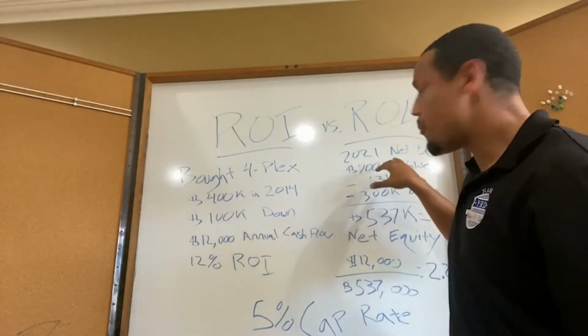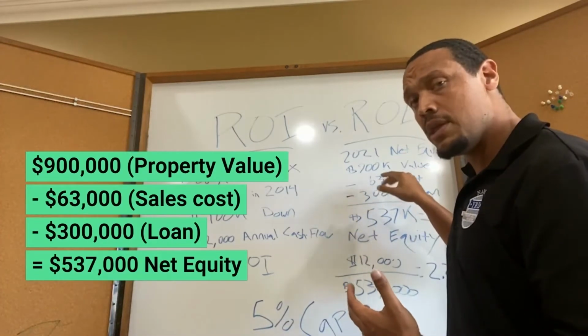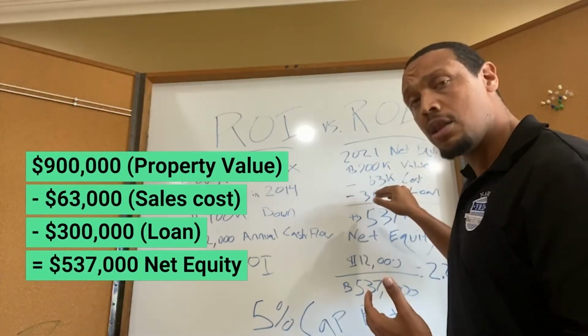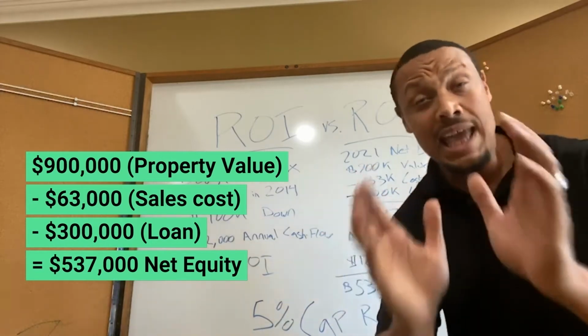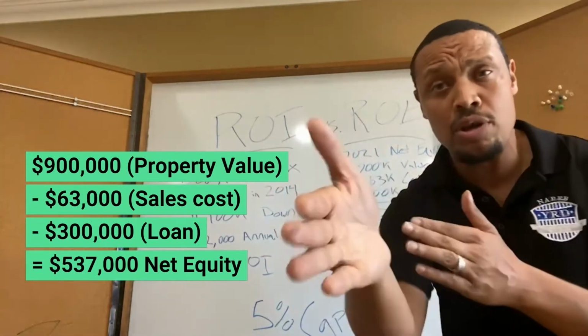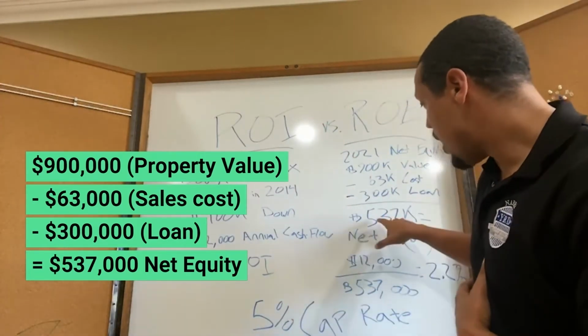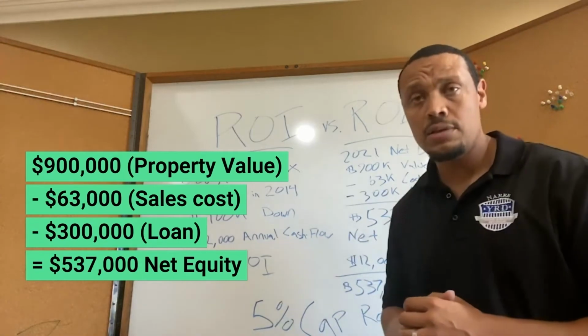So we take away from our 900,000 value 6% cost of sale, then we take away $300,000 loan amount, and that gives us a net equity number, what your equity is if you sold this property, the money you put in your pocket, or the money you would have to exchange with, is $537,000.